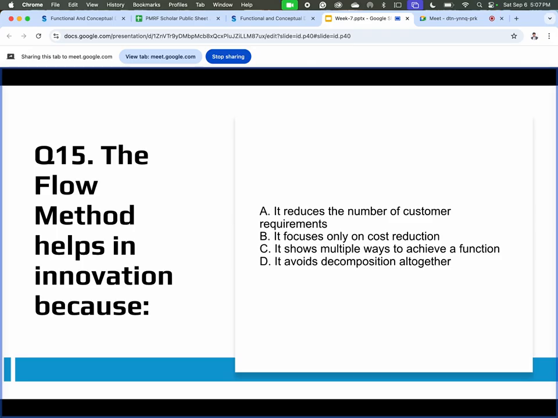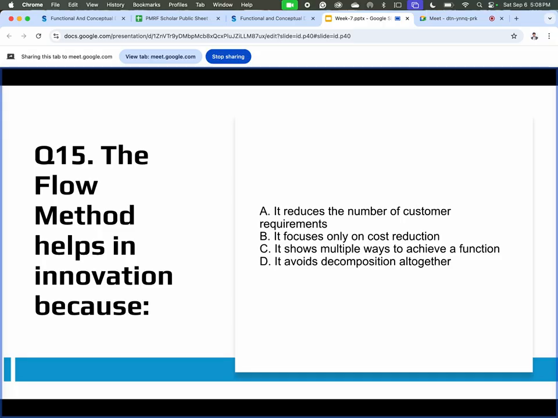The flow method, okay, let me provide you the explanation. The flow method fosters innovation because it focuses on functions rather than fixed solutions. By breaking a product into functions, designers can see that each function may be achieved in multiple ways. For example, transporting materials could be done by conveyor belts, pneumatic systems or magnetic levitation. This sparks creativity and opens the door for novel solutions.